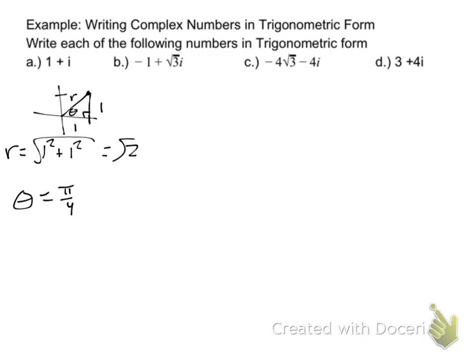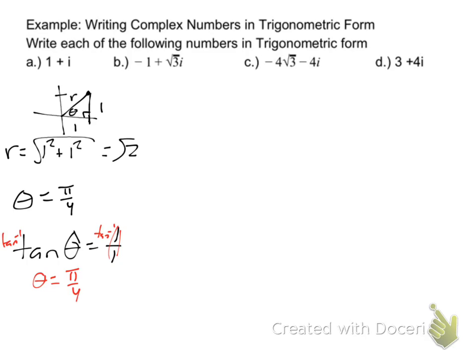But what happens if this wasn't one of my reference triangles, and I didn't recognize this? How do I find theta? Well, the key is to use tangent, because tangent of theta is opposite over adjacent. That's 1 over 1. So you can use your unit circle. When is tangent of theta equal to 1? It's 45 or pi over 4. Or take the inverse tangent. Inverse tangent, you get theta equals pi over 4.